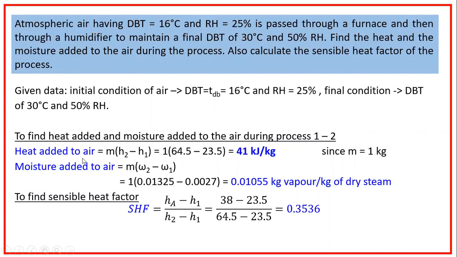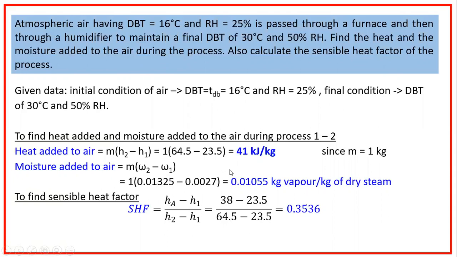So heat added during the process will be equal to mass flow rate of the air into final enthalpy minus initial enthalpy. That is the heat added to the air. Then what is the moisture added? Moisture is where the specific humidity comes in. So moisture added will be equal to mass into omega 2 minus omega 1, that is specific humidity at point 2 minus specific humidity at point 1.